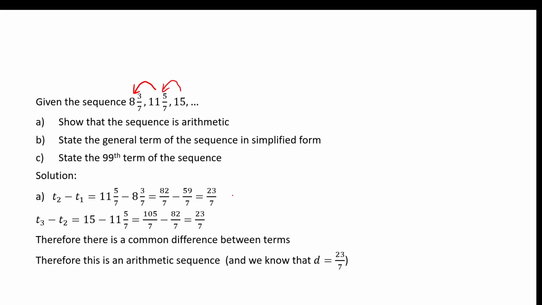So when we subtract 11 and 5/7 minus 8 and 3/7, we get 23 over 7. So in other words, to get from T1 to T2, we add 23 over 7. Similarly, subtracting T3 minus T2 also gives us 23 over 7. So to get from the second term to the third term, we add 23 over 7. That means there's a common difference between the terms. That means we have an arithmetic sequence, and specifically d is 23 over 7.